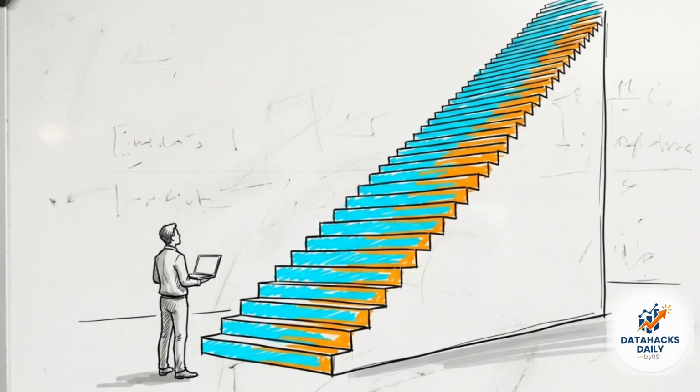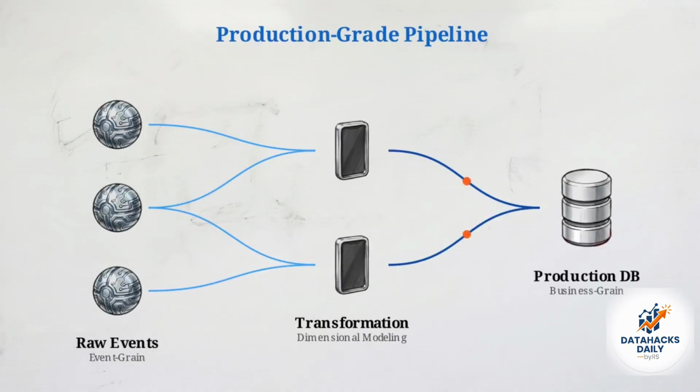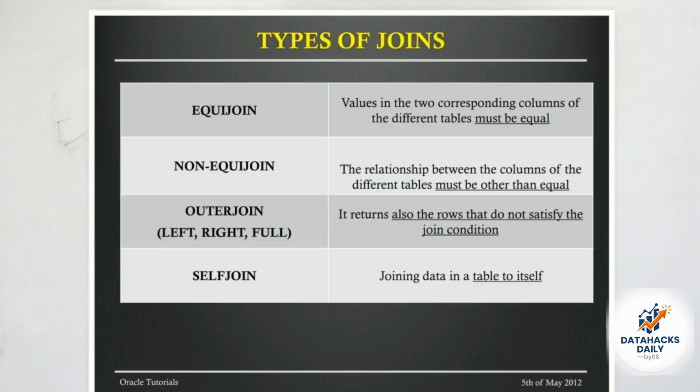Passing a data engineering interview at a global marketplace like Airbnb or Amazon requires proving you can build a production-grade pipeline. A simple select statement won't cut it. This chart shows the foundational join types.